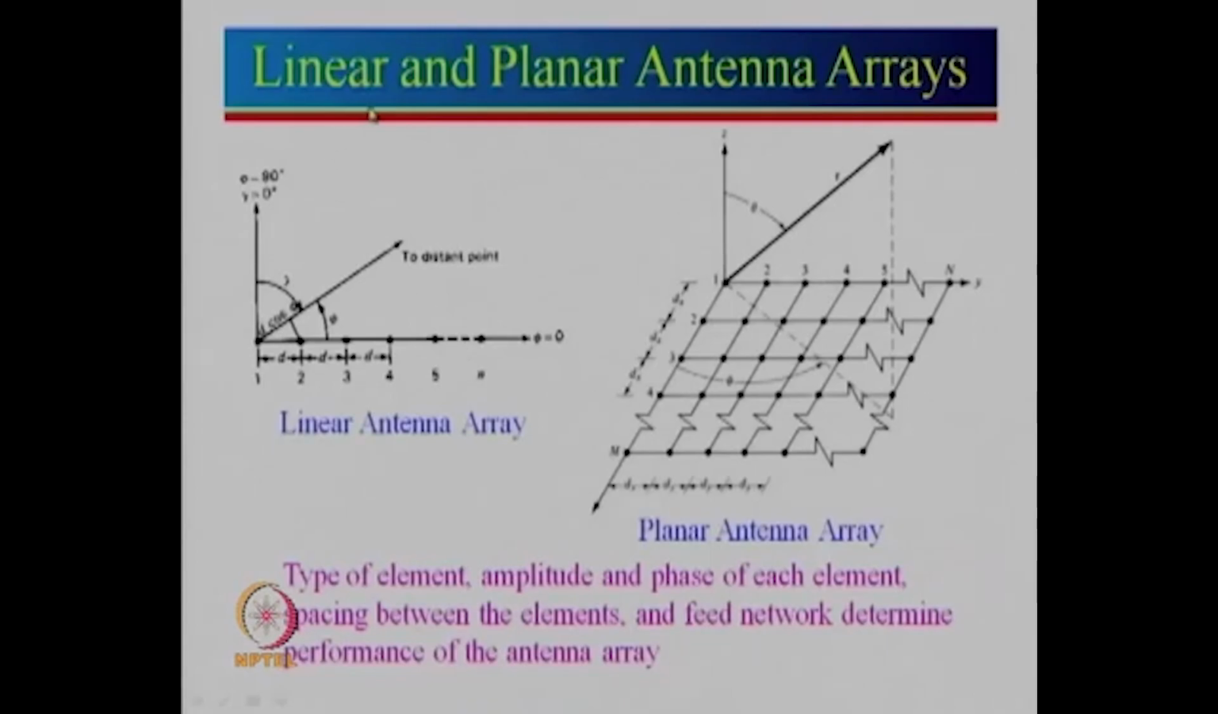Then we will talk about linear and planar arrays and why we need arrays. So just to tell you, we have discussed dipole antenna, monopole antenna, slot antenna and loop antenna. Majority of the time the gain of these antennas is just about 2 dB, or if you take a very large dipole antenna, it can be up to 3 to 4 to 5 dB. But what if we want a very large gain?